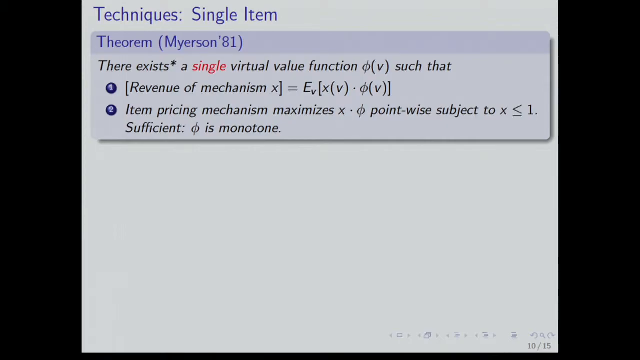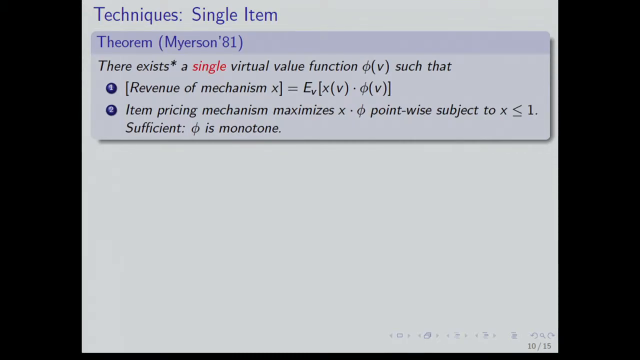To do that, as I said, we're going to extend Marcin's theorem. So let's see what Marcin's theorem was and how it was proven. Marcin showed that there exists a virtual value function, in fact a single virtual value function, that satisfies two important properties that we're going to extend. This is the virtual value function, which I'm going to call phi. One is that the revenue of any mechanism with allocation function x can be represented as its expected virtual surplus, meaning the expected x times phi, where x is the probability that a type V gets the item.